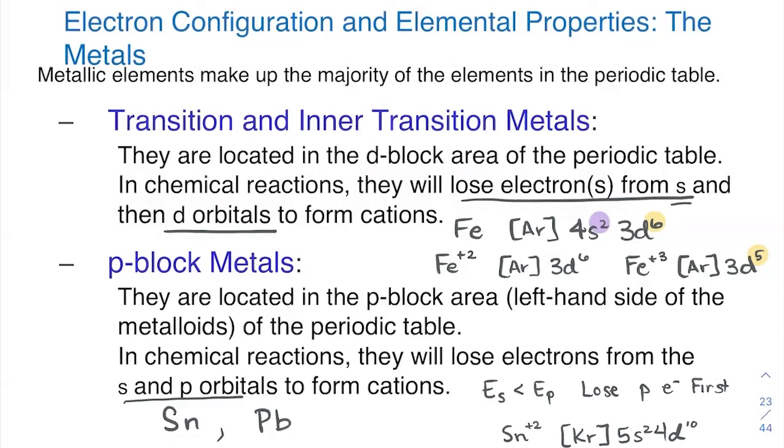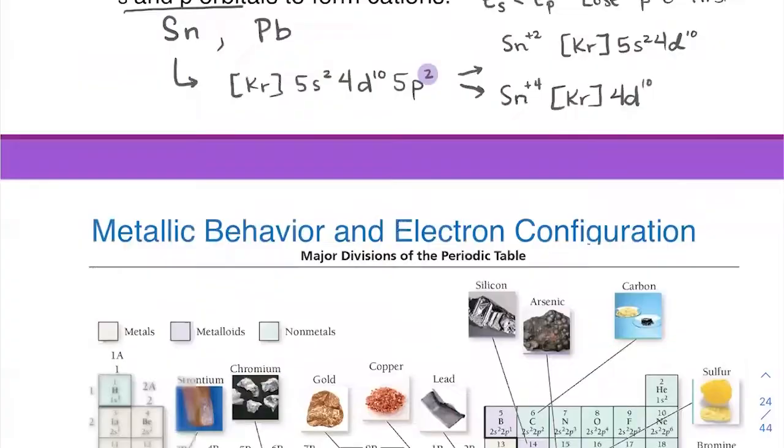Essentially, we could say that we lose the last electrons we put in, but again, the transition elements and the inner transition elements don't do that. They lose s's before d's. So that's the one caveat to that.